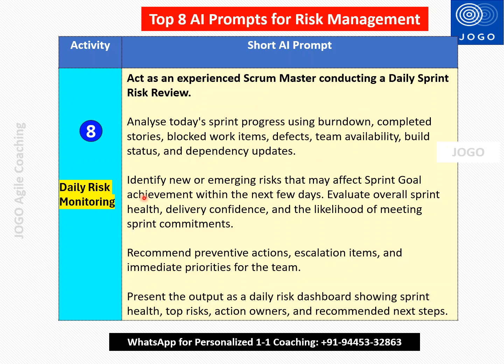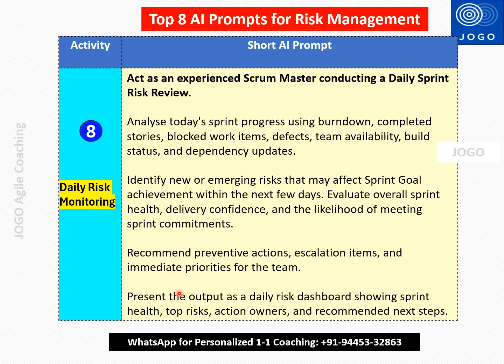Then we are asking the AI to identify new or emerging risks that may affect sprint goal achievement within the next few days, and evaluate overall sprint health, delivery confidence, and the likelihood of meeting sprint commitments. So we are going to ask AI to identify all these risks. Then recommend preventive actions, escalation items, and the immediate priorities for the team. So AI will give preventive actions for all the risks, and also escalation items if anything is beyond our control, and we will give the priority of the risks that we need to work on in that order.